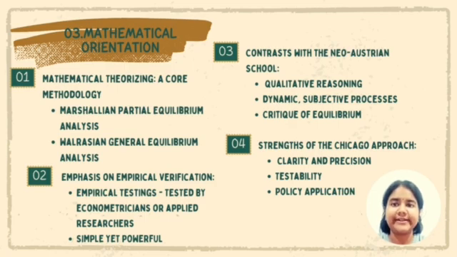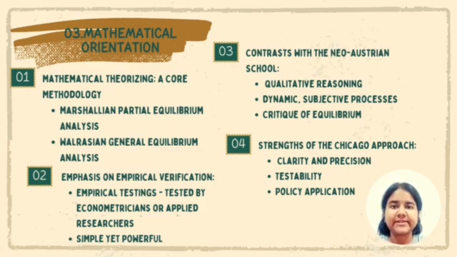for empirical validation. For example, Milton Friedman's permanent income hypothesis (PIH) theorized that consumption depends more on long-term income expectations than current income. While Friedman formulated the theory, its empirical testing involved extensive data analysis by other researchers. The third point is the contrast with the neo-Austrian school.